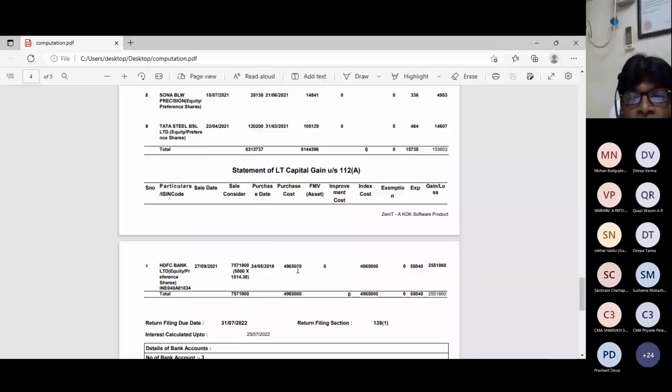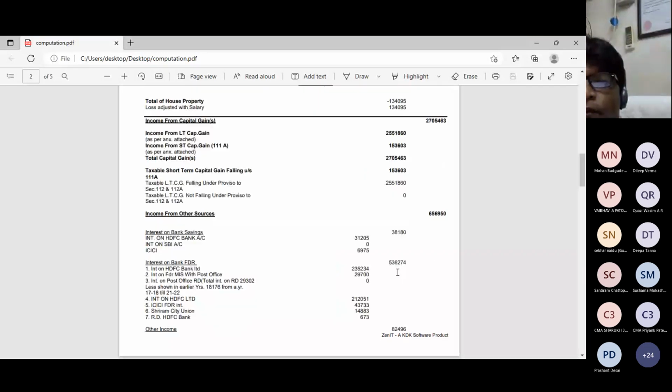Apart from that, he has also incurred some expenses of 55,040, which is also eligible for deduction, and the net gain from this sale of long-term capital scrip is 25,51,860. So this also we have included in our long-term capital gain. Accordingly, the total capital gain comes out to 27,05,463.